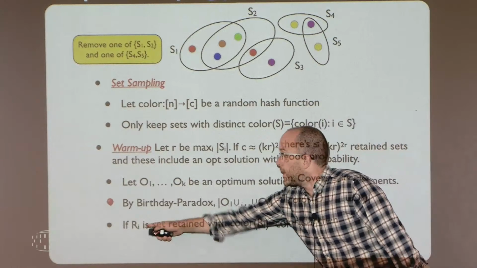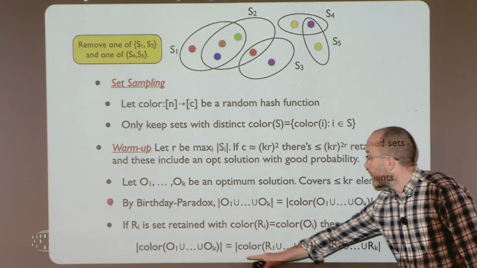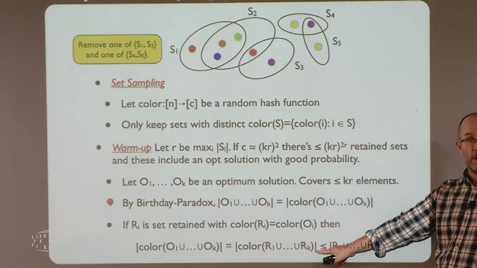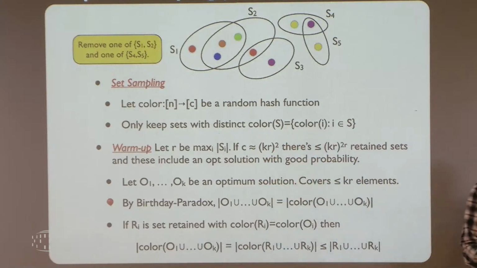Let's suppose R_i is the set retained instead of O_i. So remember, we store a set with every possible collection of colors. Maybe we didn't store the optimum set O_i, but we stored something else with the same set of colors. So let's call that thing R_i. Well, it's not hard to convince yourself that the colors of the points covered by R_1 up to R_k is exactly the same set as the colors that you see when you look at the elements covered by O_1 up to O_k.